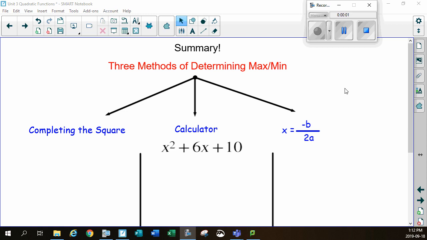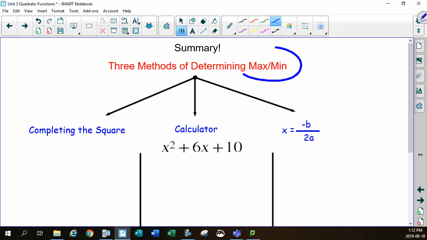So I had a student ask me one time, if I'm trying to find out the maximum or minimum of an equation, how do I do it? Do I complete the square? Do I use a calculator? Do I use this, or does it really matter?